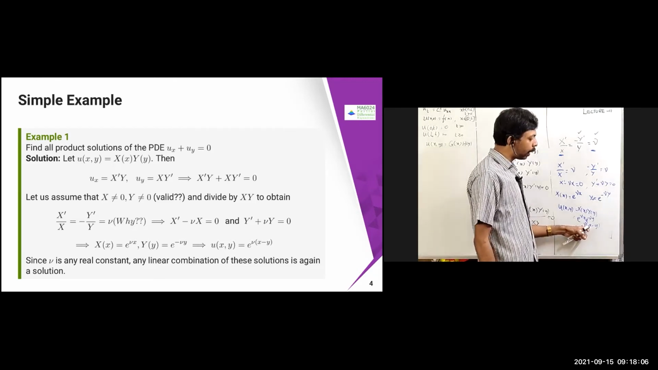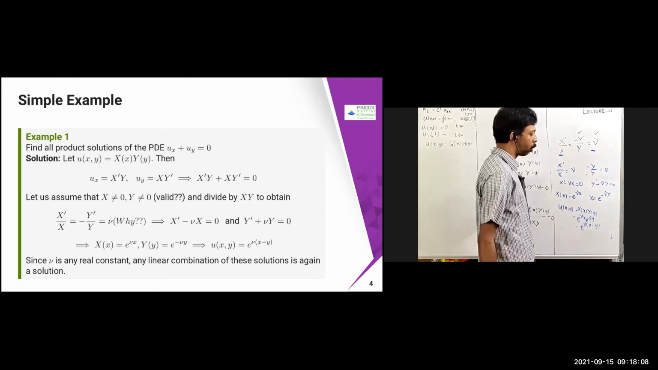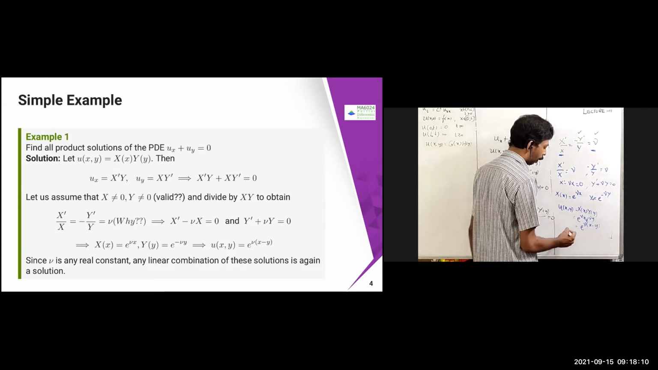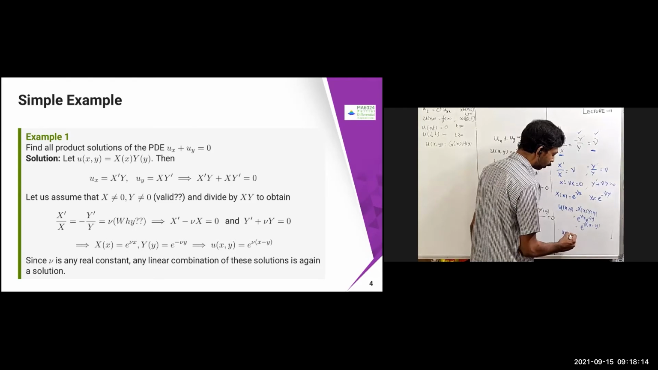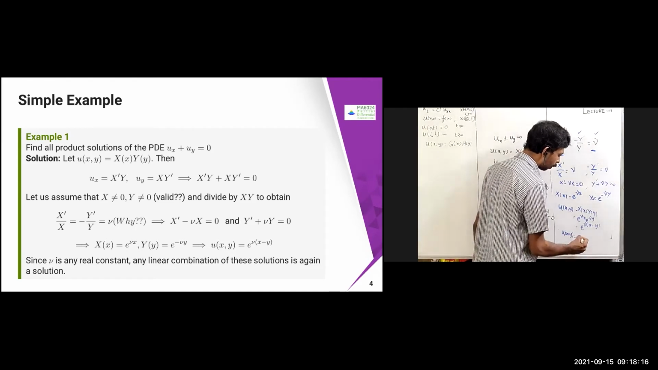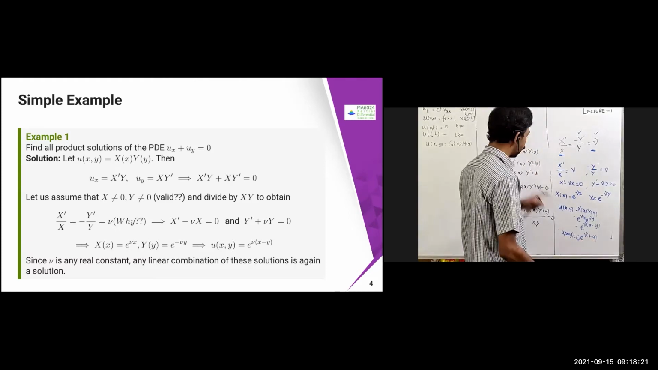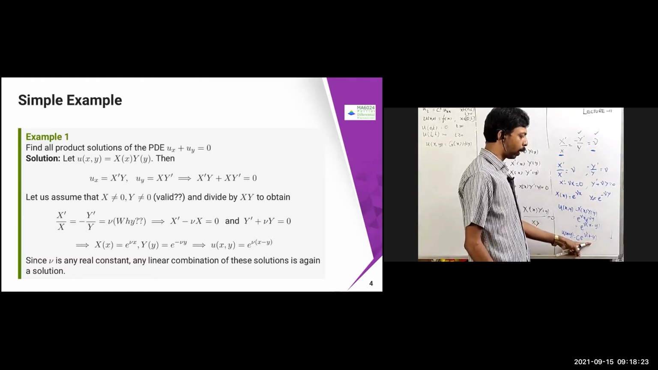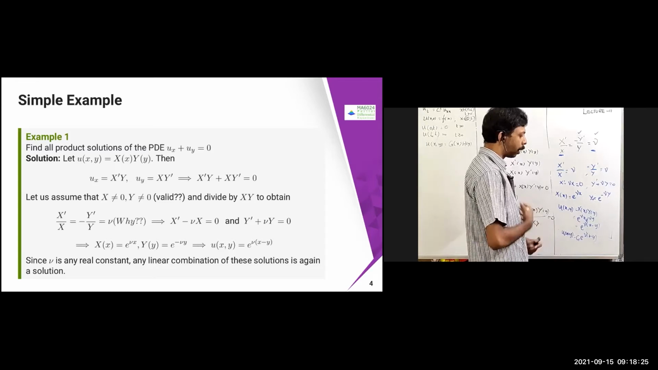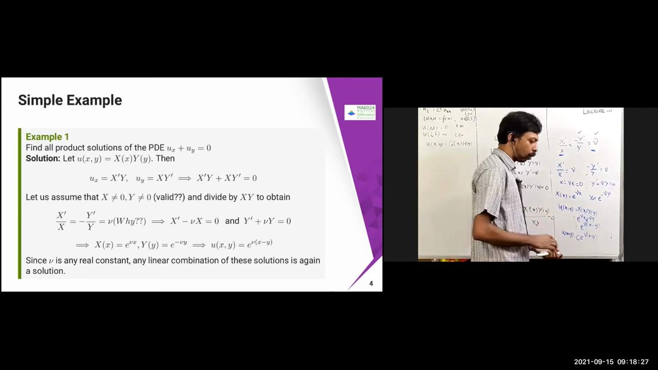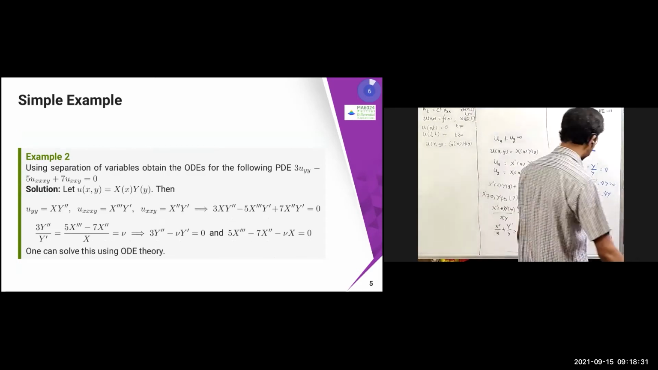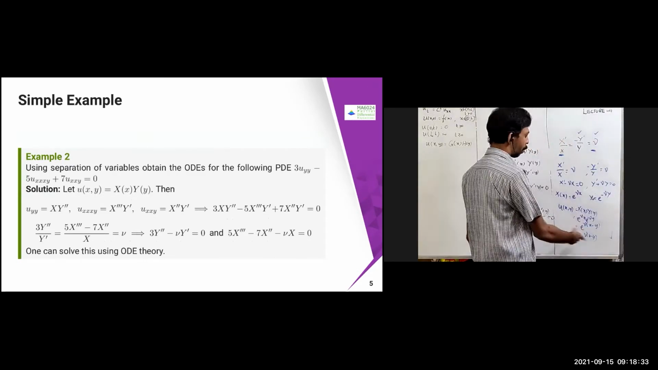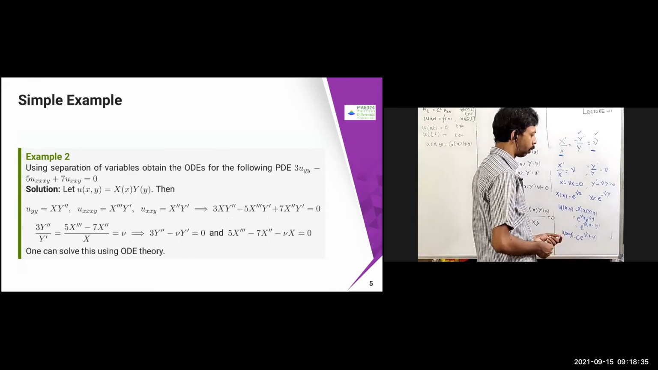Therefore, if you take any linear combination, that is also going to be a solution. So if I put u1 of x comma y equal to c1 into e power nu into x minus y, this is going to be a solution for this problem. If I put c2 into e power nu x minus y, that is also a solution. Like this, I can keep an infinite number of solutions. In fact, I can put some summation, and that is also going to become a solution for this problem.